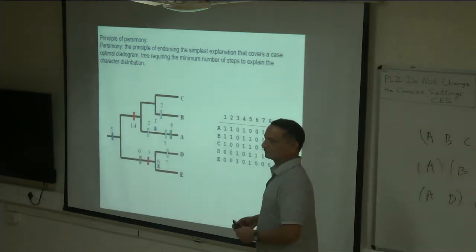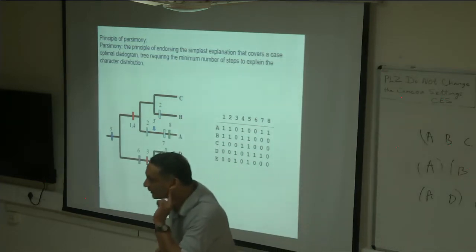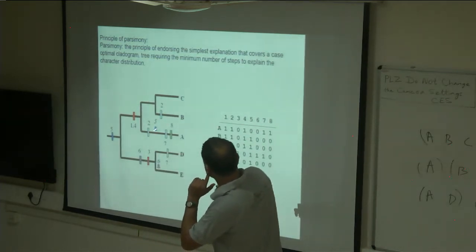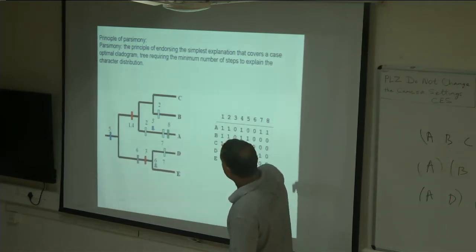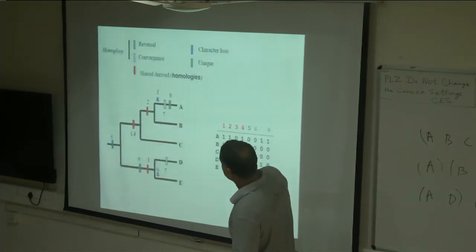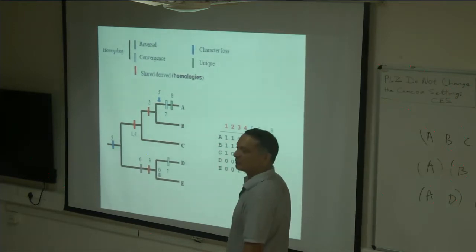The appearing of 2 for B or A? Yes. This is where that extra step has come. Remember, A, B are together here. So 2 is a synapomorphy.